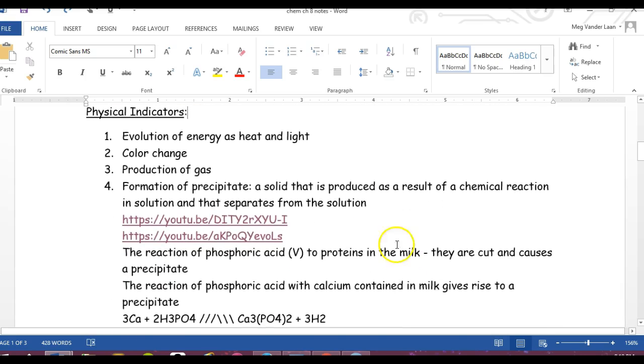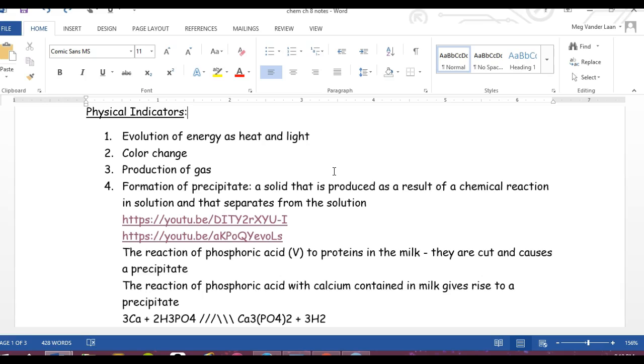So when we're looking at whether a chemical reaction is taking place, we would look for physical indicators. First, the evolution of energy, which is heat and light, and sometimes energy is absorbed. So energy being absorbed or energy given off, but that isn't a single indicator of a chemical reaction because there are some physical changes that will produce heat. So we'd need another indicator or several indicators along with this one to definitely prove it's a chemical reaction.